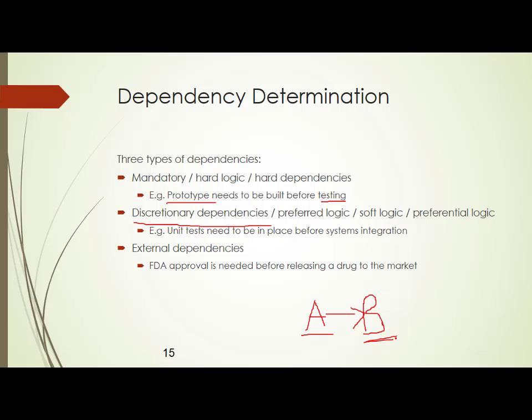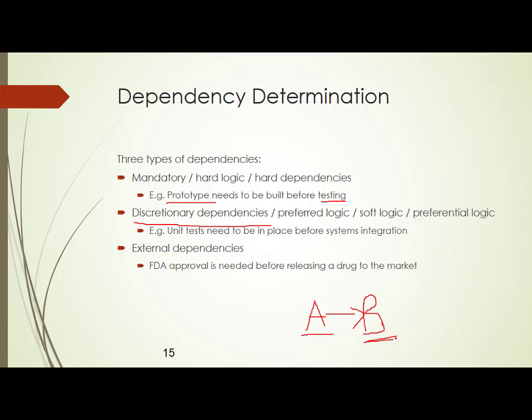The third one is called external dependency, something which is beyond your control. For example, FDA approval. You are building a payment gateway. Everything is ready for you. The project plan is ready, the design is ready, but RBI, the Reserve Bank of India, has still not given you the clearance. So the Reserve Bank of India is an external entity, and unless and until it gives you a clearance, you cannot proceed further. So RBI becomes an external entity and the dependency of clearance from RBI becomes an external dependency.